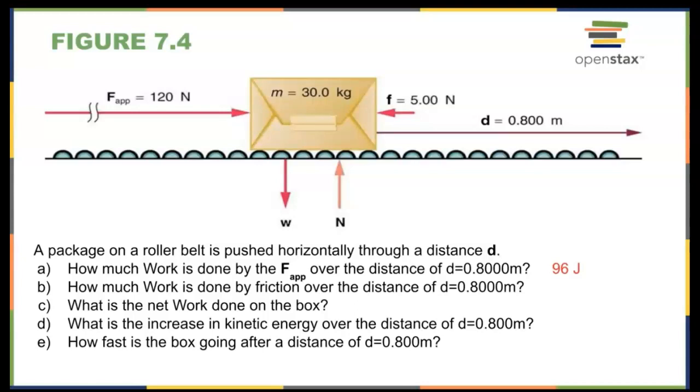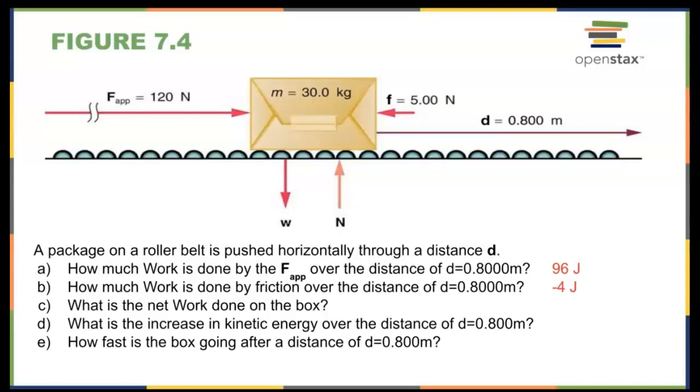that's 96 joules. How much work is done by friction is going to be found with the exact same equation, but now the force is 5 newtons and the distance is 0.800 meters, and the theta is 180 degrees, so I'm going to get a negative 4 joules. That's because the frictional force is pointing in a direction exactly opposite of the direction of displacement. The net work done on the box, there's two ways I could do this.